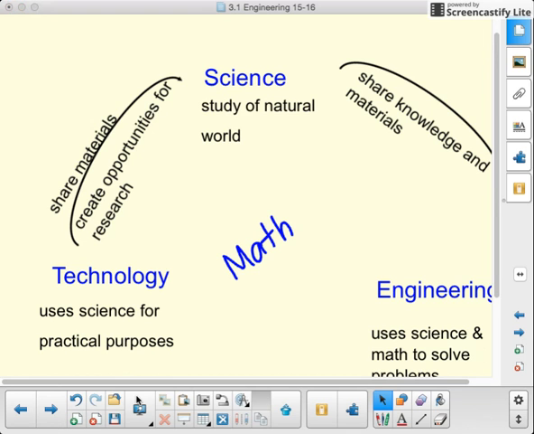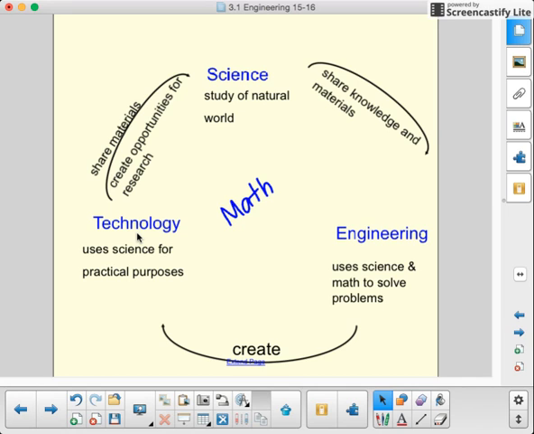Then one of the learning targets is about comparing science, engineering, and technology and understanding how they all fit together. So this is a process map that I tried to put in your notes. It connects each of the terms with their definition. So you've got science, the study of the natural world, engineering, using science and math to solve problems, and technology, using science for practical purposes. Those are the 3 definitions of those vocab words from the book. And then the arrows here show the connections.